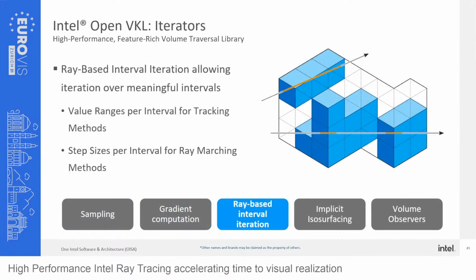And continuing with that story of functionality and flexibility, as mentioned earlier, the OpenVKL API offers ray-based interval iterators. This allows applications to iterate over meaningful intervals of their data. Here in this image, you can see the intervals of a ray highlighted in yellow. The library offers different data over those intervals for the varying needs of today's renderers. For example, value ranges per interval for delta tracking based integrators, and also step size information per interval for ray marching based integrators.